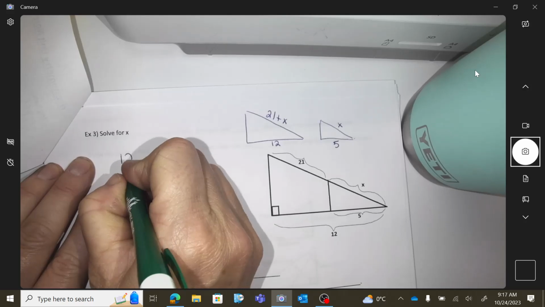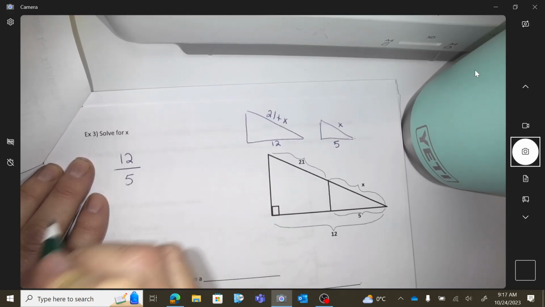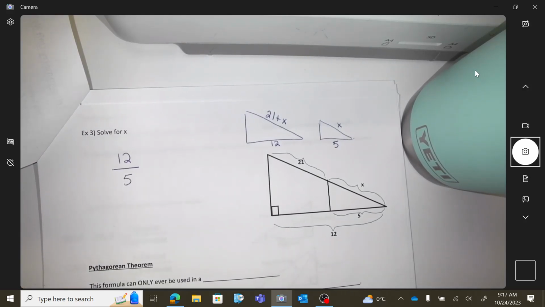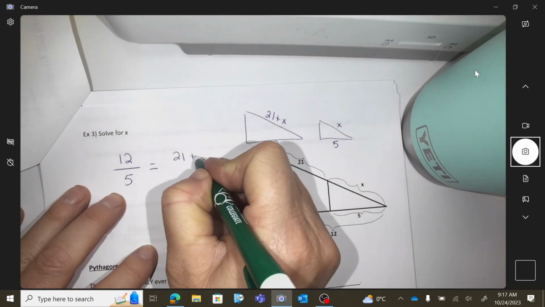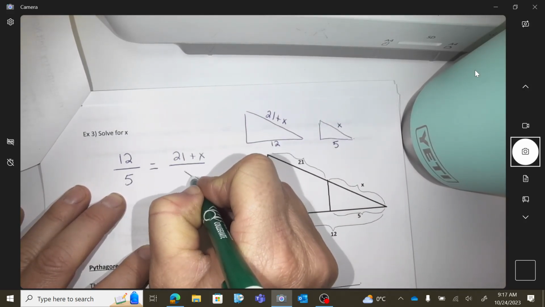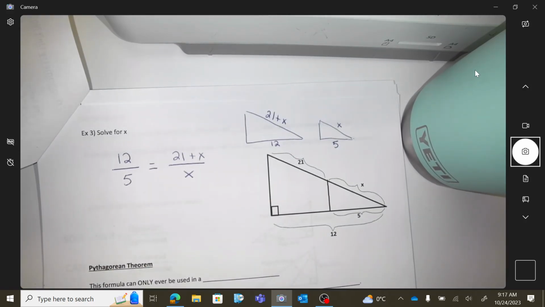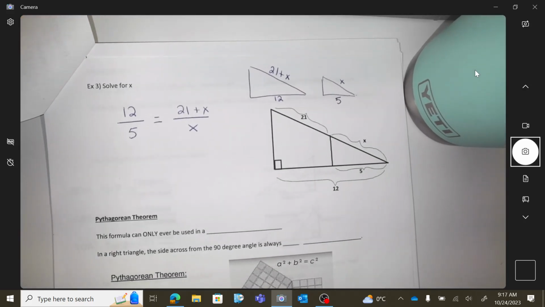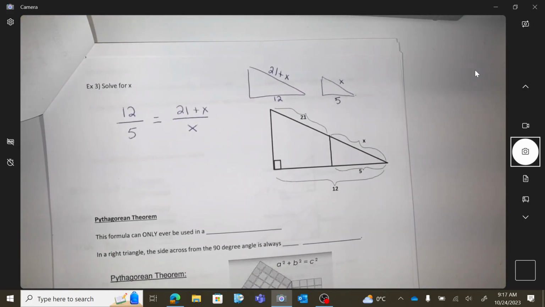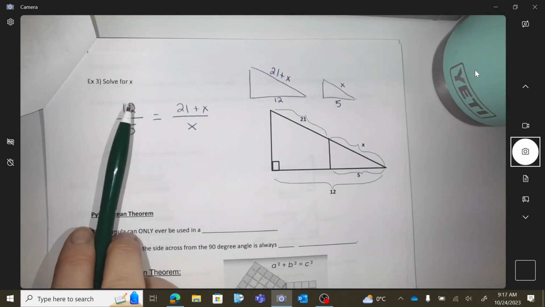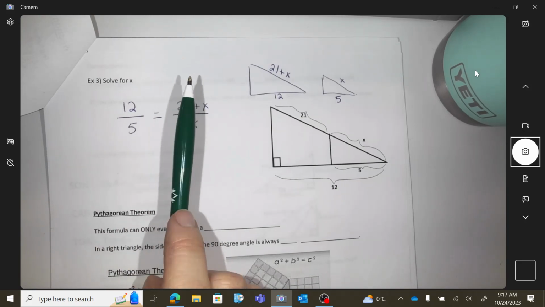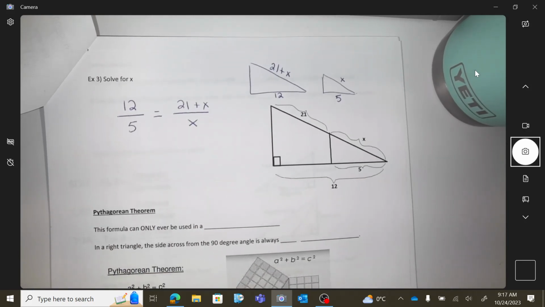The ratio of the big bottom to the little bottom is the same ratio as the big diagonal to the little diagonal. Does that make sense how we set up? Big bottom to little bottom is the same as the big diagonal to the little diagonal.